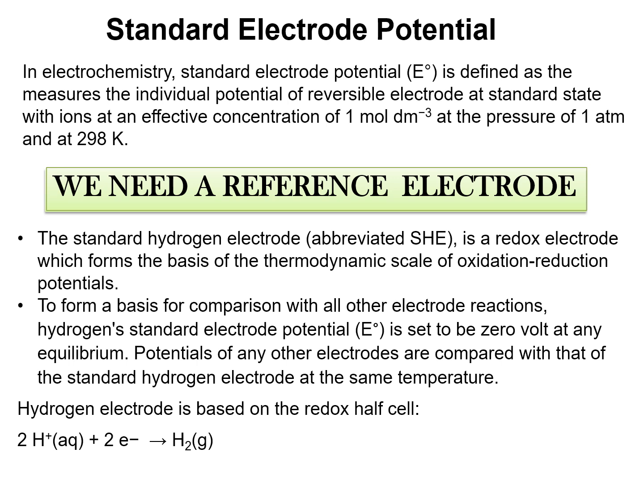The half cell reaction is two hydrogen ions plus two electrons gives hydrogen gas. Under standard conditions, hydrogen gas is at 1 atmosphere pressure, hydrogen ion concentration is 1 molar, and temperature is 900 Kelvin.